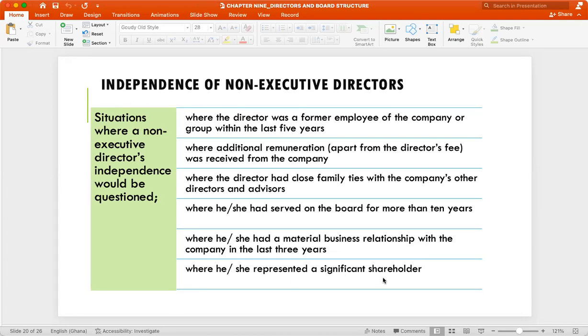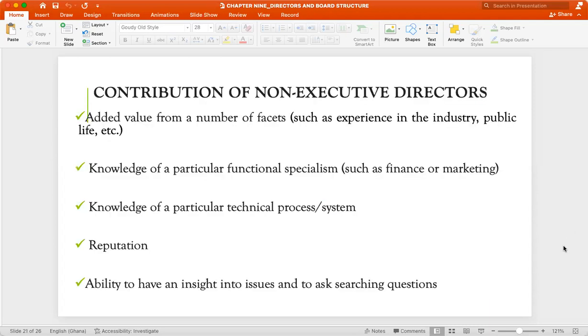Then finally, where he or she represented a significant shareholder. If you're a significant shareholder, you may be appointed as a non-executive director, but you cannot be considered independent because you have a financial interest or stake in the company. So these are the characteristics or attributes that help us determine whether a non-executive director is independent or not. Of course, an executive director cannot be independent because he is already part of the management of the company. Any questions? If there are no questions, let's continue.